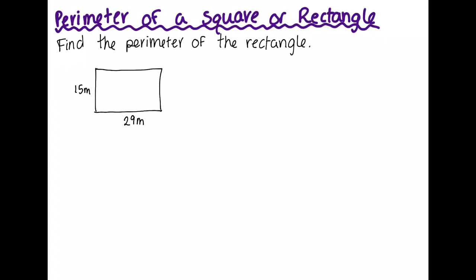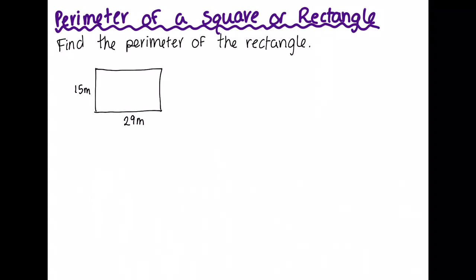Finding the perimeter of a square or a rectangle. For these problems, you're finding the perimeter of either a square or a rectangle, and they work very similarly. The most important thing is to know the formula for the perimeter of a rectangle. The perimeter of a square is slightly different, and we'll talk about that in the next problem.